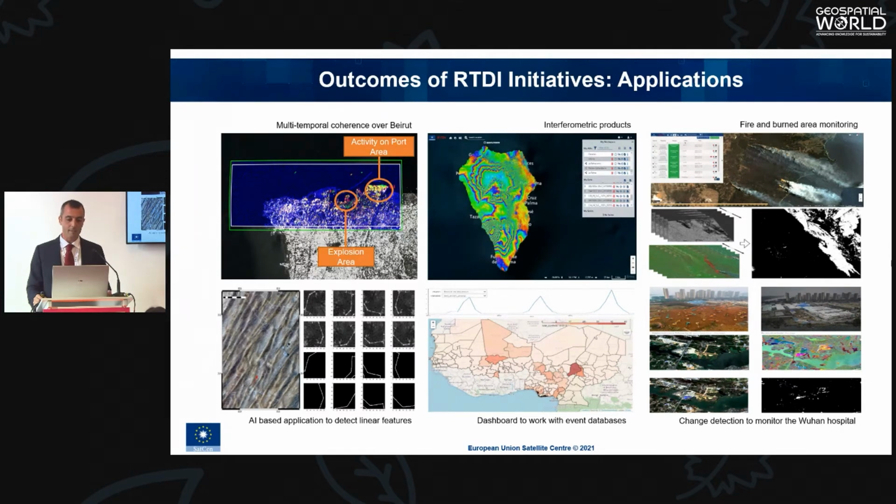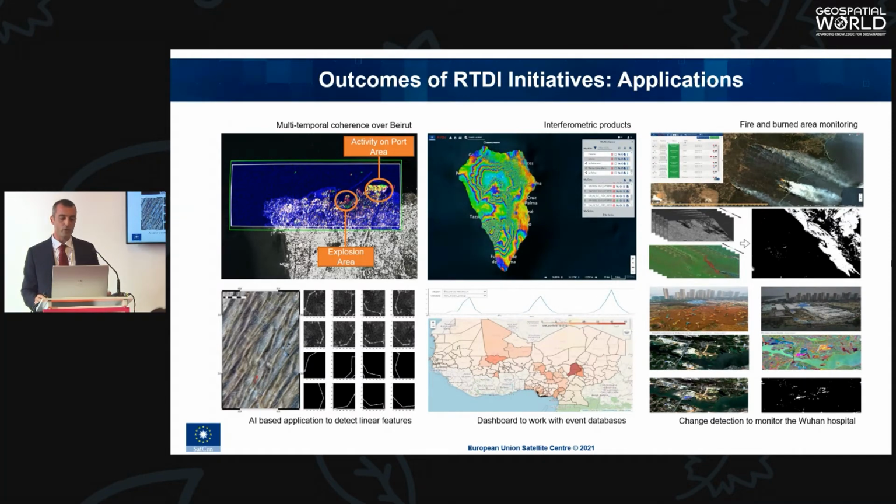The second example, again, Sentinel-1 data. This is an interferometric one performed on the La Palma Island. So you know that some weeks ago there was this volcano and all these earthquakes and so on. So here you can see the terrain deformation caused by these eruptions using, again, Sentinel-1 data.